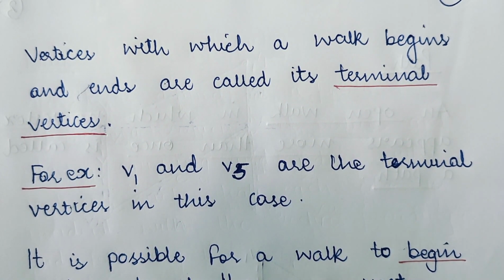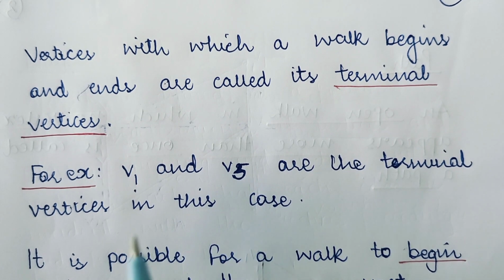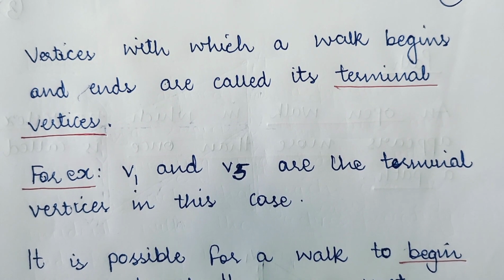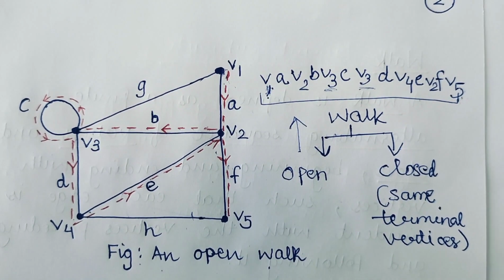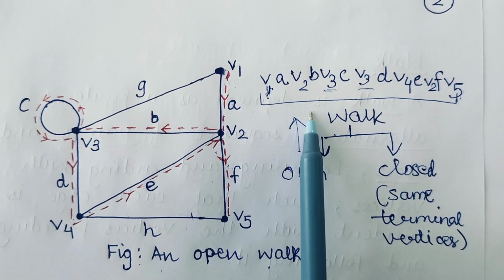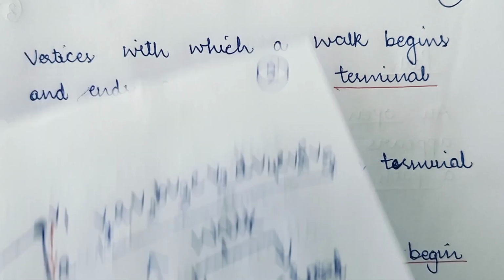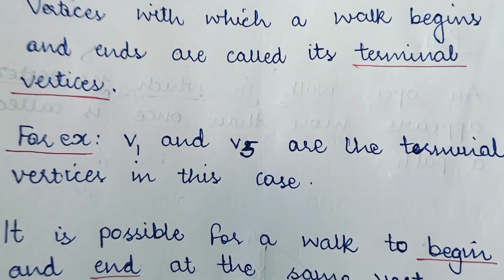Vertices with which a walk begins and ends are called its terminal vertices. As I already told you, the starting and ending vertices, that means the vertices with which a walk begins and with which a walk ends, are known as the terminal vertices. Like in this case, you can clearly see that V1 and V5 are the terminal vertices of this walk, because V1 is the starting vertex and V5 is the ending vertex.